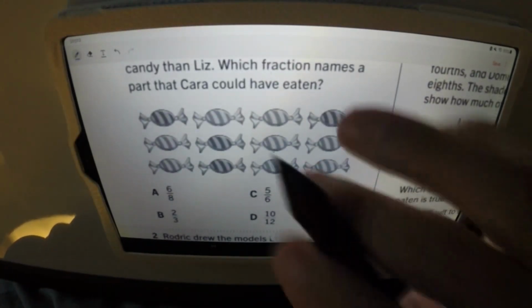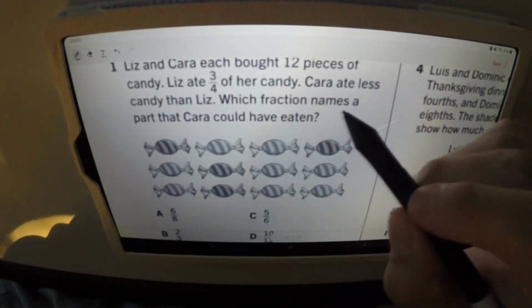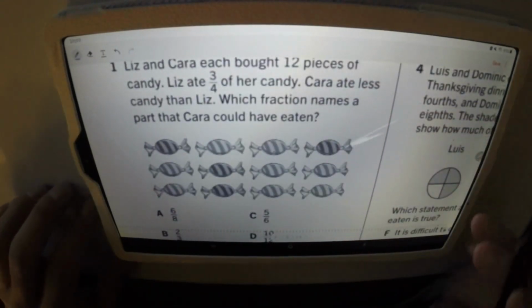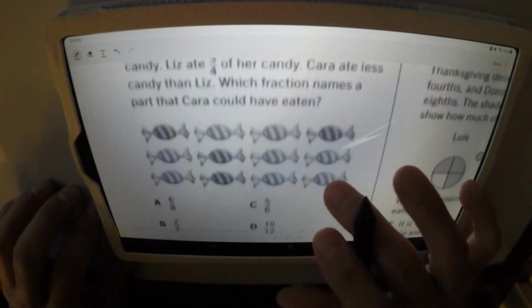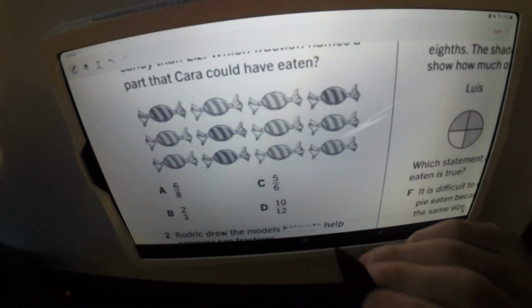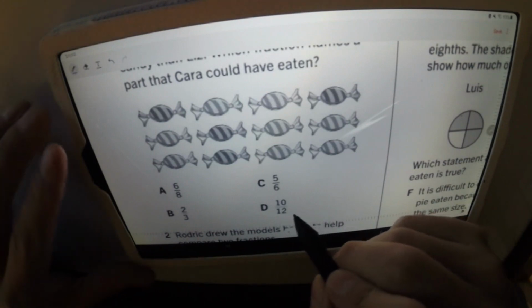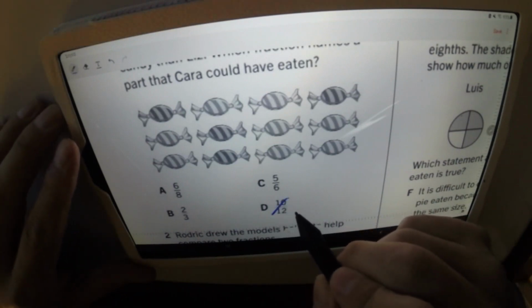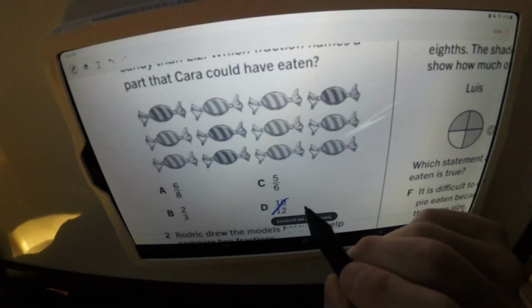So Kara ate less than this. Kara ate less candy than Liz, so we're trying to find something smaller than 9/12. Now we're just going to go through the math. We know we can cross this one out because 10/12 is more than 9/12, and that's not what we're looking for.